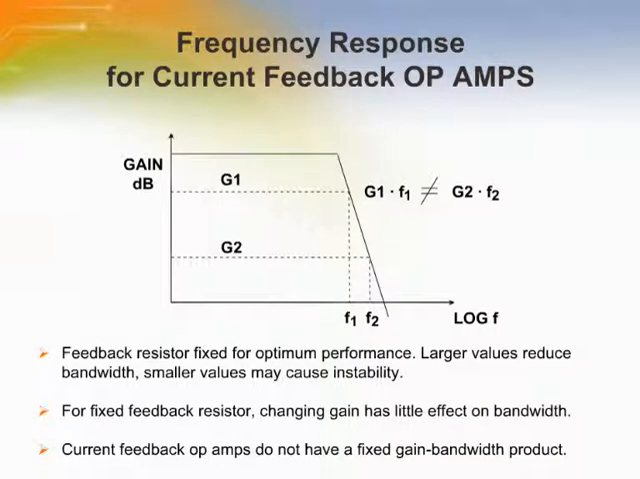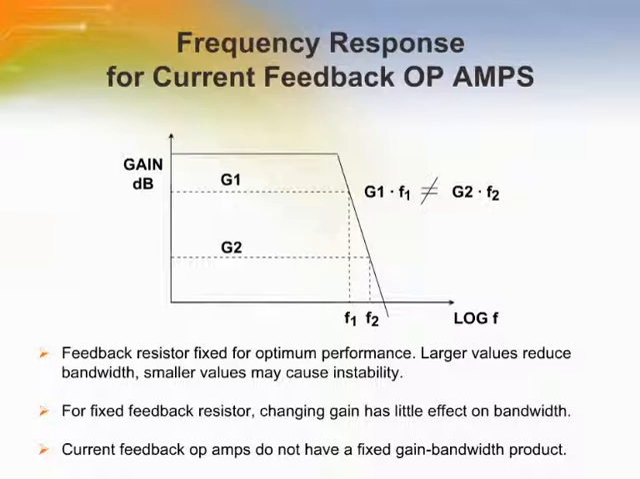The closed-loop frequency response for a CFB op-amp is quite different than for a VFB op-amp. Note again that gain bandwidth is not a constant. The feedback resistor R2 is usually fixed for optimum performance. The closed-loop gain is determined by the selected value of R1, with little effect on the closed-loop bandwidth.